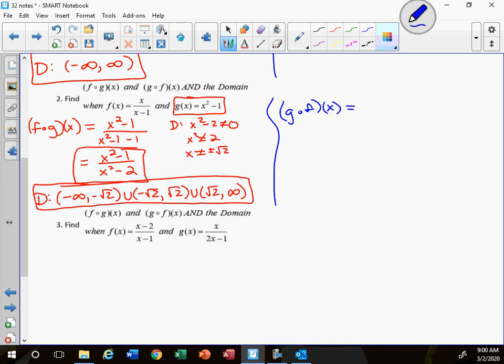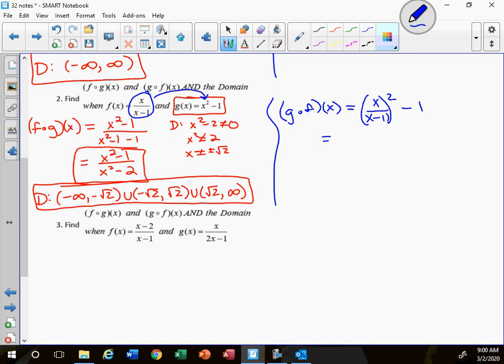All right, now we have to do g of f of x. So now I am taking this whole fraction and plugging that in over here. So I have the fraction x over x minus 1 squared, and then minus 1. So we have some simplifying to do.